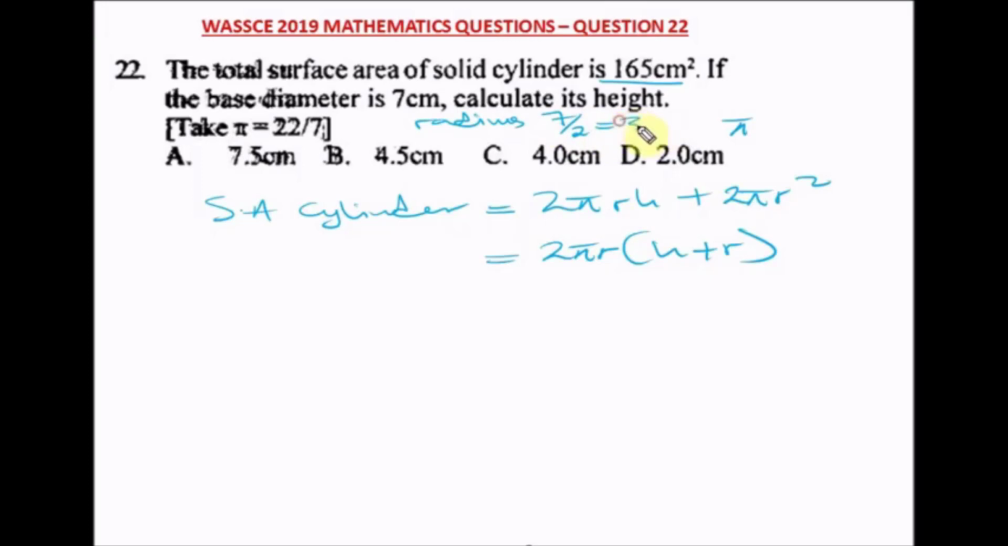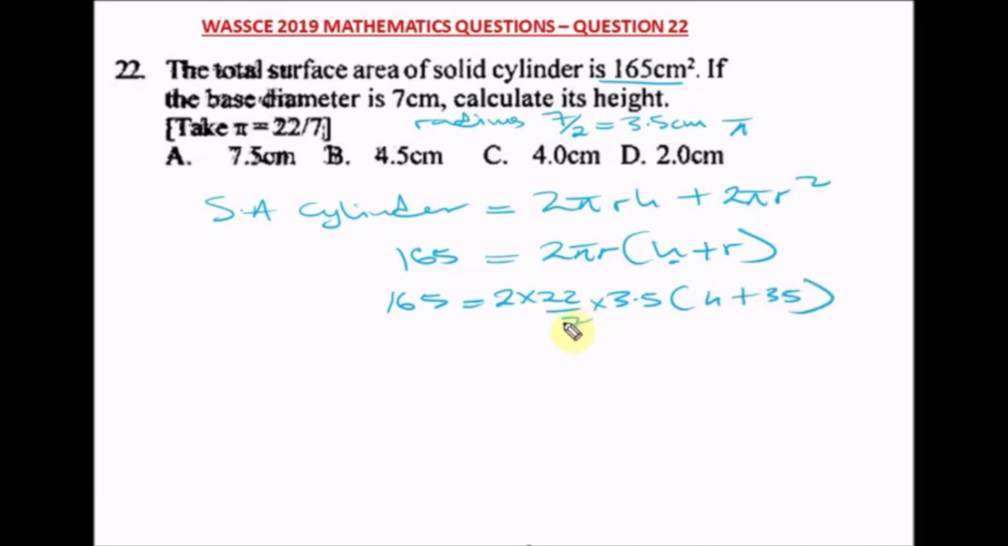And what's 7 divided by 2? That will be 3.5 centimeters. So we have to look for h, that's what we're looking for. We know our total surface area is 165, so let us now solve. We have 165 equals 2 times pi as 22/7 times our radius 3.5, times h plus 3.5.